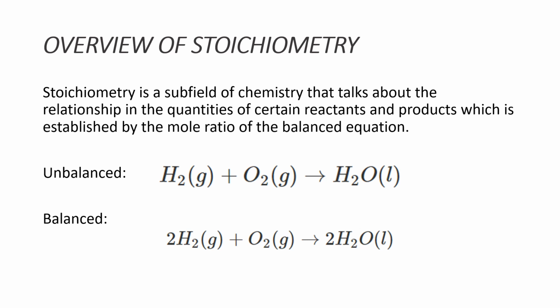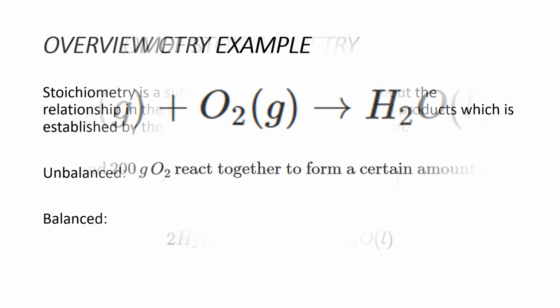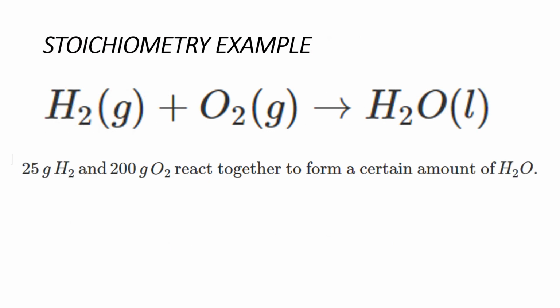Now the mole ratio is just whatever is the coefficient of these compounds, of these substances. So as you can see, there's 2 moles of hydrogen gas reacting with 1 mole of oxygen to create 2 moles of water. And this mole ratio will be important in the field of stoichiometry. So let's do an example.